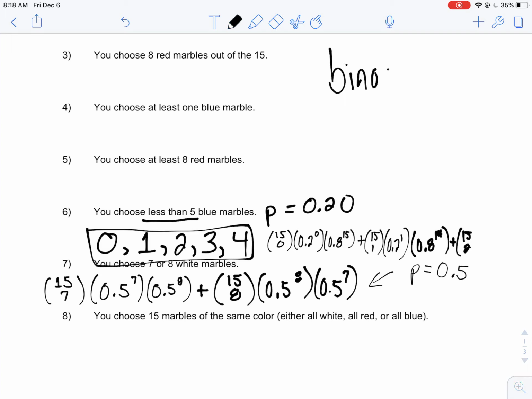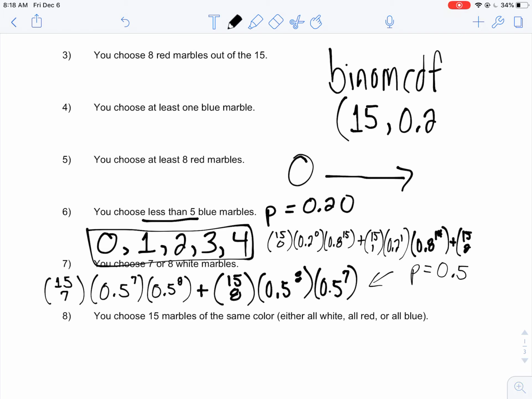What Binomcdf does, it's a pretty cool function. What it does is you enter in number of trials, in this case 15, probability of success, 0.2, and what Binomcdf says is, I'm going to calculate all the combinations you want, starting from 0 all the way up to whatever number you give me up here. So in this case, I want 0, 1, 2, 3, 4. So I want 0 to 4. So I would enter in 15, 0.2, and 4. I'm going to do that right now.